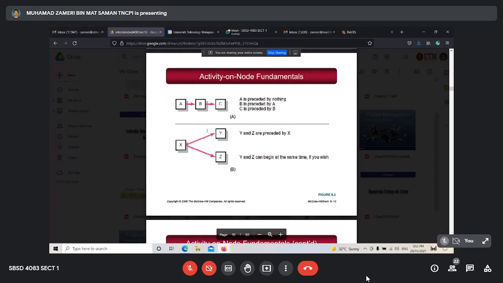Then X and parallel. Y and Z are preceded by X. That means before Y and Z is X. You cannot start Y and Z if X is still not finished. Y and Z can begin at the same time if you wish. That means Y and Z can start at the same time if X is complete.